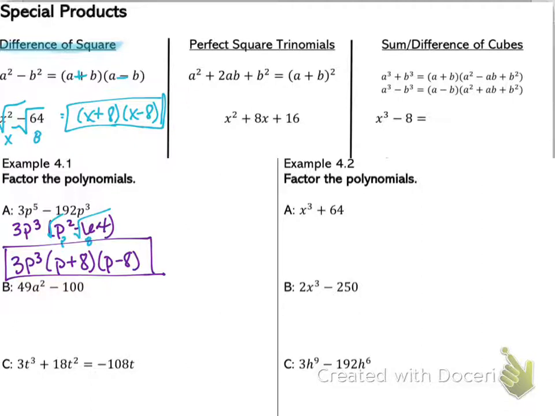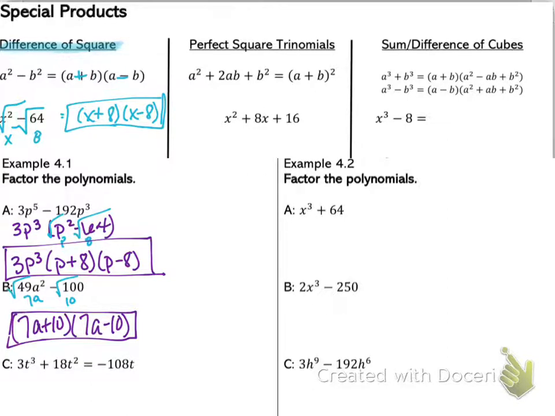So we're going to take the square root of 49a squared and the square root of 100. The square root of 49 is 7, and the square root of a squared is just a. So we're going to put those two together because they're together in the problem above. And the square root of 100 is 10. So our answer for this one, remember we need a positive case and a negative case, is going to be 7a plus 10, 7a minus 10.